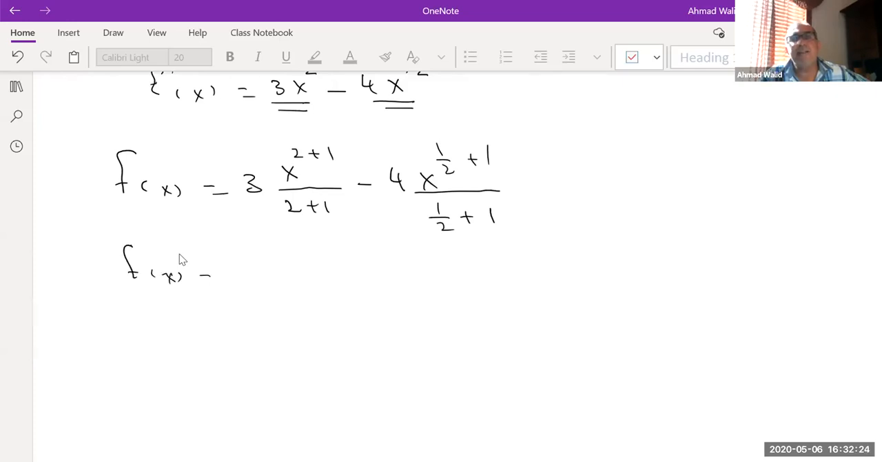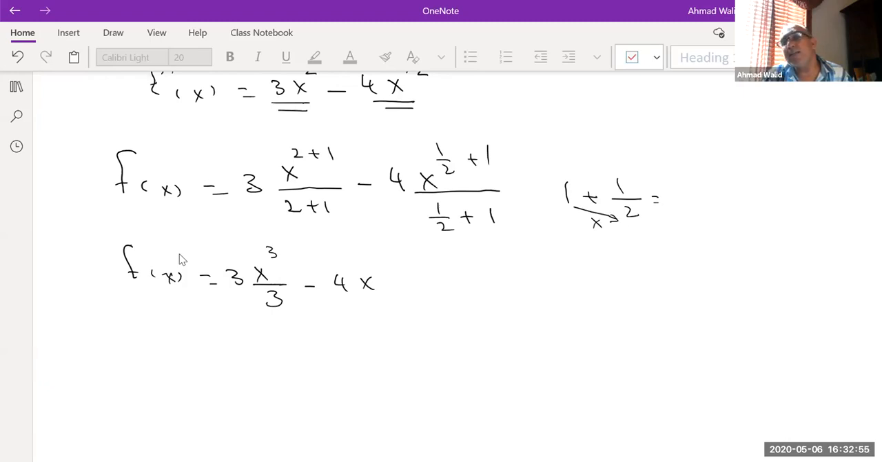Then f of x equals 3x cubed to the power of 3 over 3 minus 4x to the power of, what is 1/2 plus 1? I hope your teachers in the school give you this fast technique when you add a constant. Instead of making common denominator, you can do this.